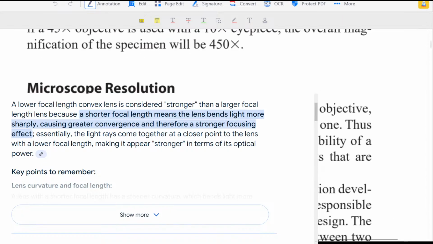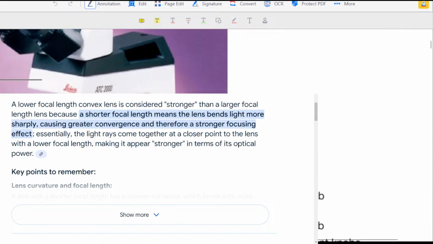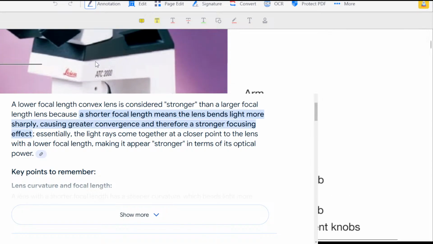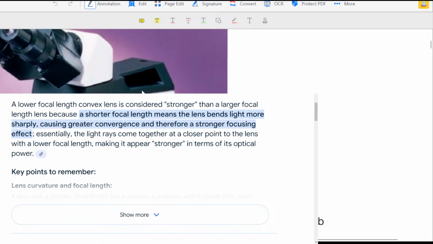Let's go down. So this is the arm. They were talking about this being the sturdy metal body, and this is the base. This is the arm, which has its head, and it has the remaining parts attached to it.